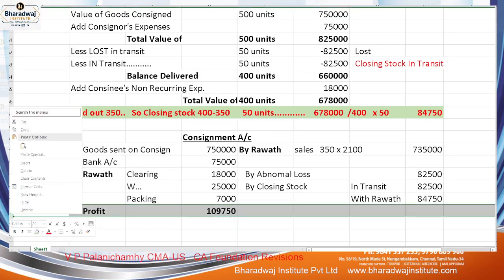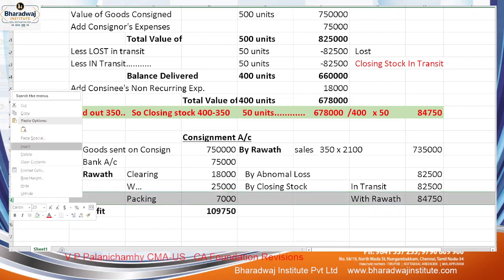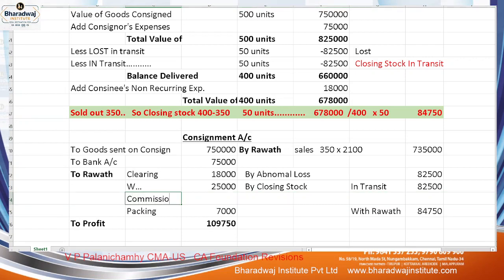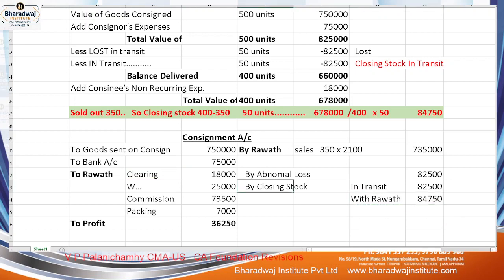Commission, what percentage? Then this consignment is over. There are two closing stocks. One is in transit, another one is with whom? Rawat.